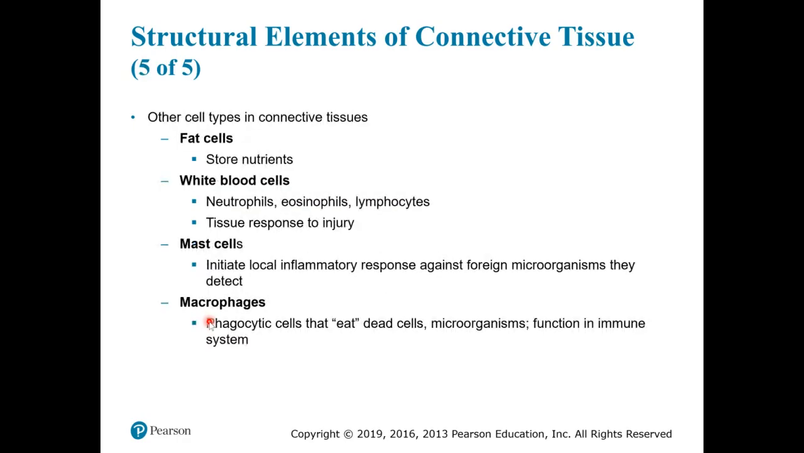And there is an osteoclast. Osteoclast, you know, clast means smash or break. Osteoclast is a cell type that we find in bone tissue. Other cell types in connective tissue: fat cells.